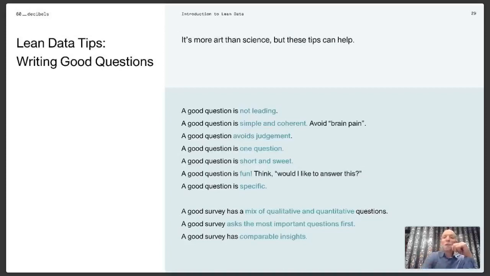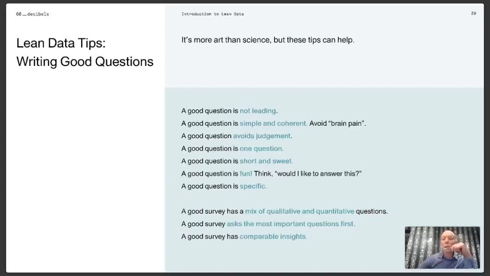So first, a good question is not leading. So things like, don't you think our company is great, is a terrible question, but there are less obvious versions of that in which somehow if you read the question, it is implying a certain answer, and obviously that's going to bias your results. Secondly, a good question is simple and coherent. This is probably the most important tip.